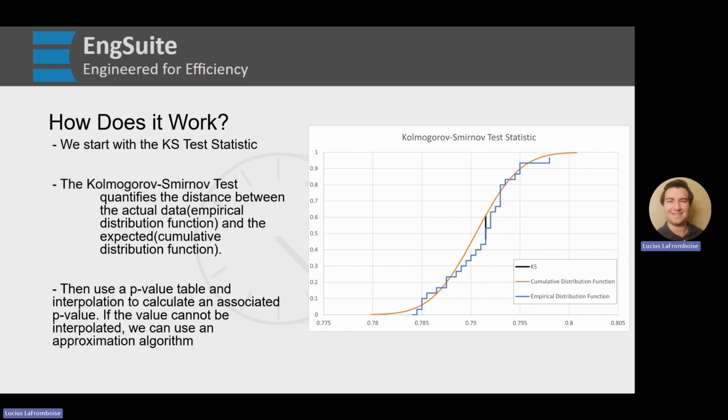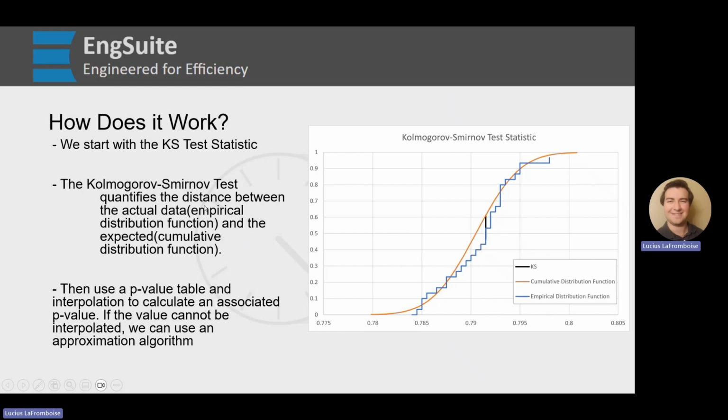But how does it do that? Well, we start with the KS test statistic, and if you remember from our video on the Kolmogorov-Smirnov test, the KS test statistic is the quantity of the distance between the actual data, the empirical distribution function, and the expected, the cumulative distribution function. So it's the maximum deviation between that expected cumulative distribution and the actual empirical distribution. So wherever that distance is the greatest.